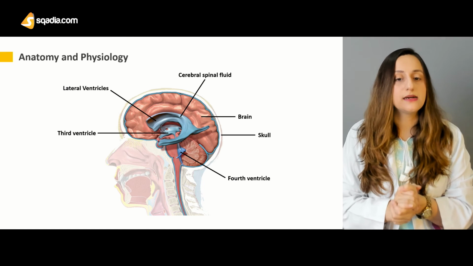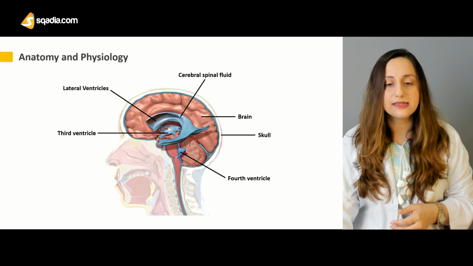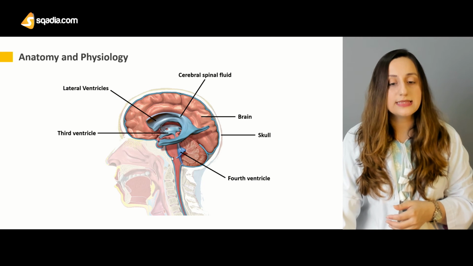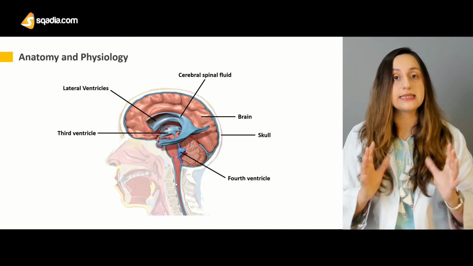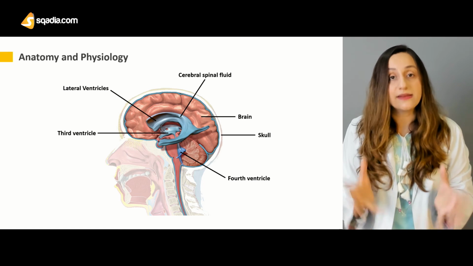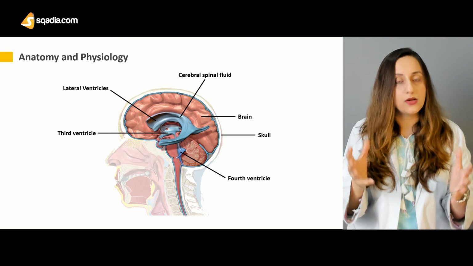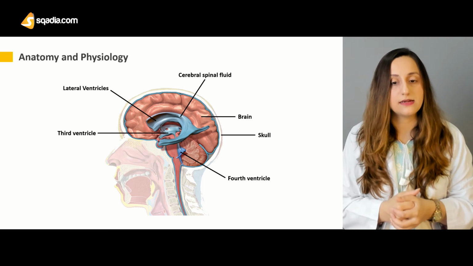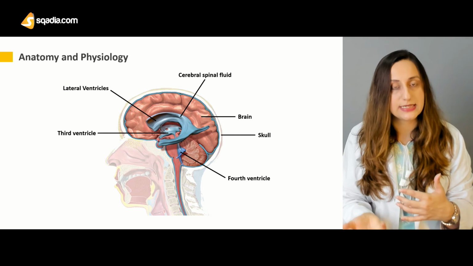Now, after the CSF enters the subarachnoid space, it travels in the subarachnoid space and occupies the whole subarachnoid space, covering the whole of the brain as well as moving and covering the spinal cord. So the spinal cord and the brain are all covered by the CSF, which is continuously circulating in the subarachnoid space.